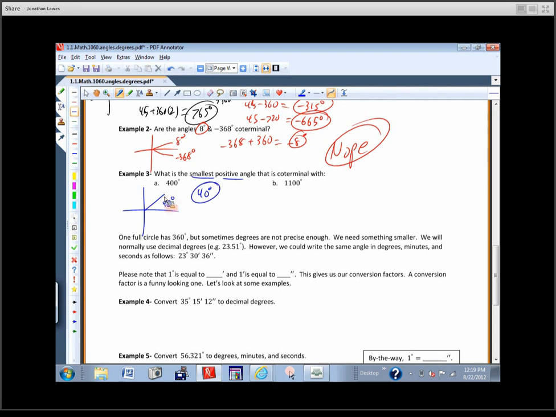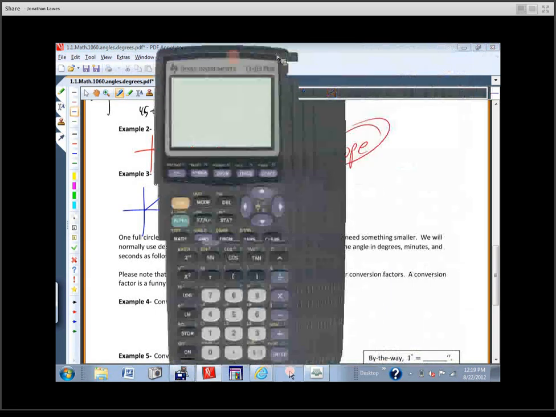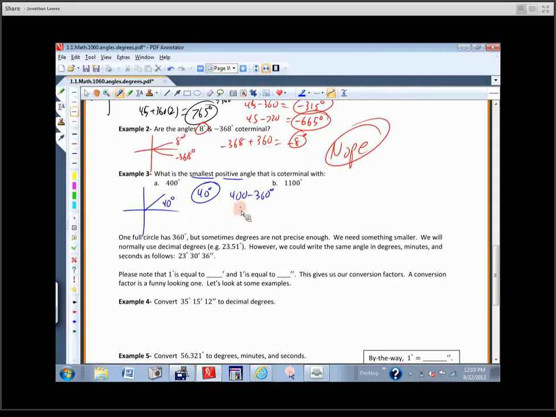We got that by doing a picture. You can also do it this way. 400 degrees. Keep subtracting 360 until you get to the smallest positive angle you can. Okay. So that would give you 40 degrees also.